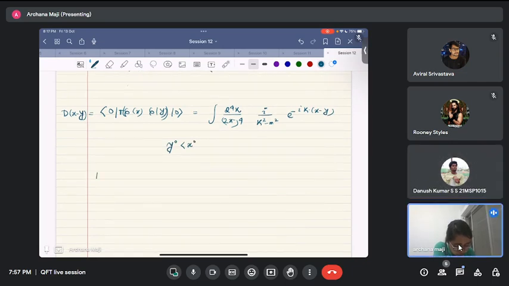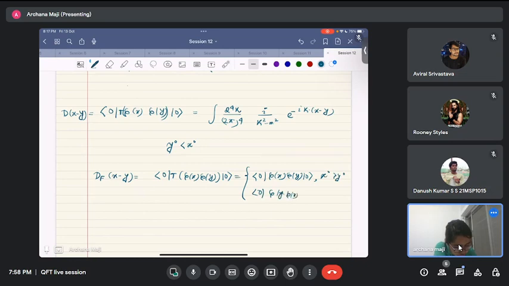Hold on. So the Feynman propagator is equal to this. It is the time ordered product of phi x, phi y, which gives you phi x, phi y when x0 is greater than y0, and it gives you phi y, phi x when y0 is greater than x0. Yeah, that's what it means.